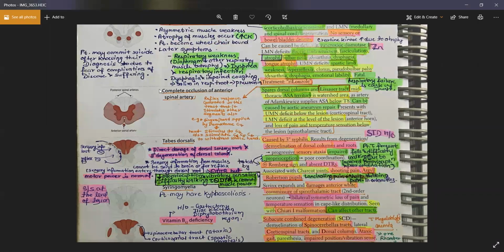Now you have the complete occlusion of the anterior spinal artery. Previously, we have discussed this occlusion of the anterior spinal artery, and I told you with the anterior spinal artery, what syndrome you will get. No one? Occlusion of anterior spinal artery. What syndrome will you get? What kind of a stroke happens?